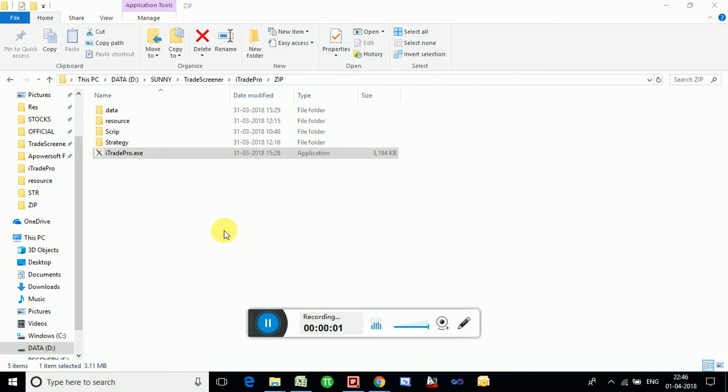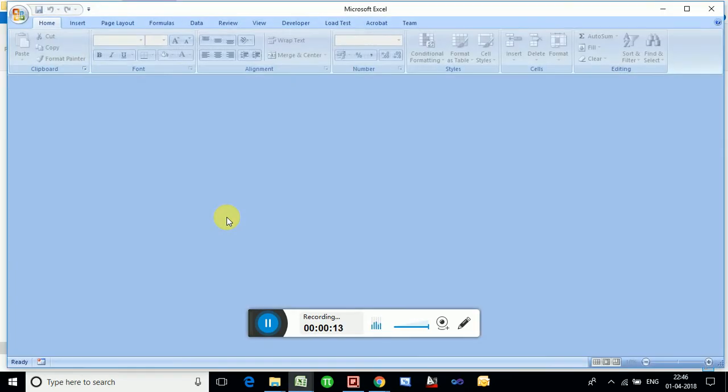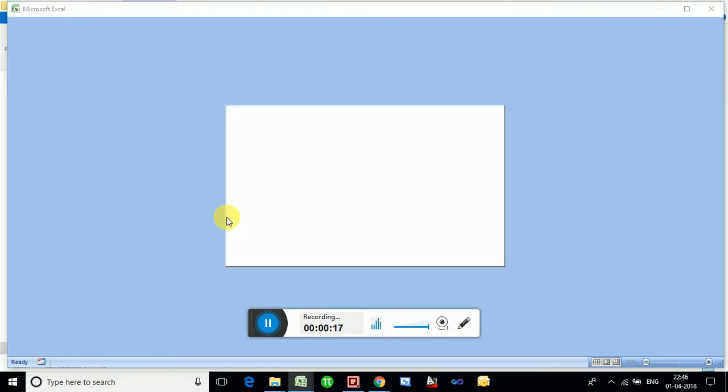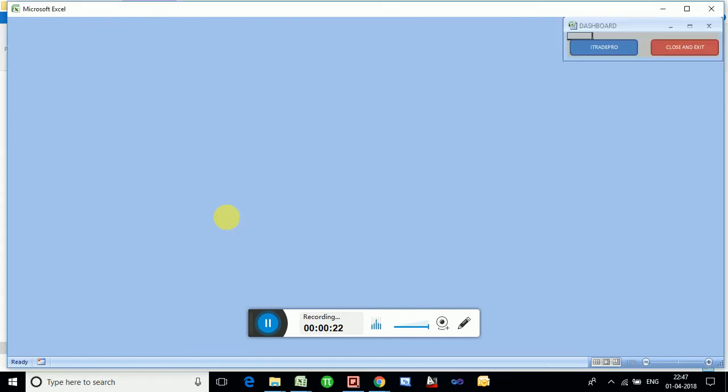Alright guys, today we are going to discuss backtesting on iTrade Pro. As you would all be aware, backtesting your strategies is very important, and that is how you come to know whether the strategies that you are following are actually profitable or not. So backtesting is usually done on your historical data, and based on that the percentage profitability is calculated.